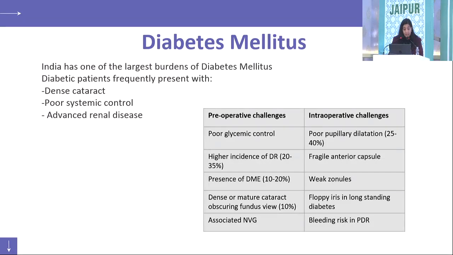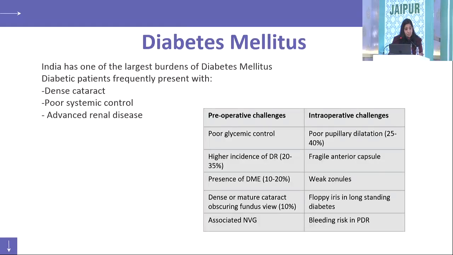Now the next most common comorbidity is diabetes mellitus, which is again one of the burdens we see in India. These patients come with early presentation of cataract, with dense and mature cataract. They have suboptimal glycemic control, and also there are CKD on dialysis patients.